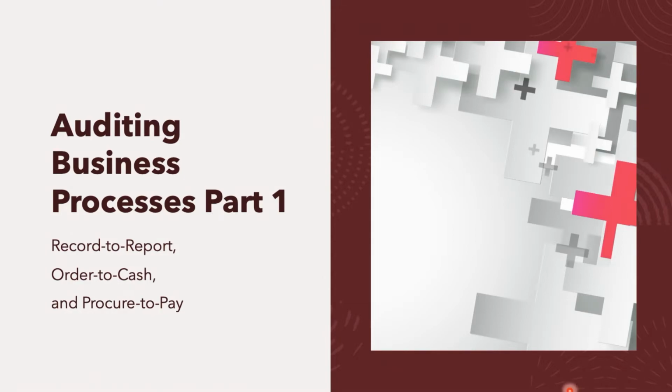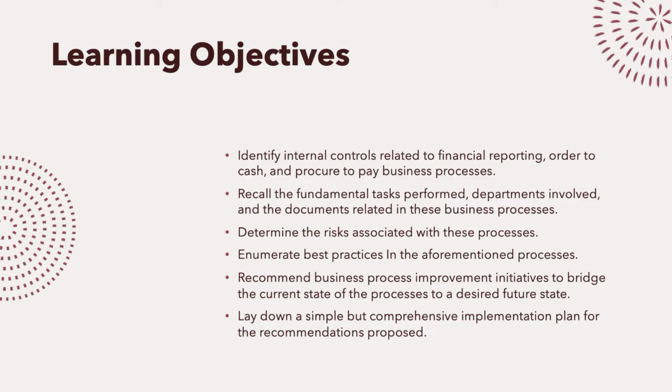Okay. So, for the auditing of the business processes, we're pertaining to, again, O2C, P2P, and R2R, or record to report. So, what are the learning objectives that you'll be learning from here, no? First is to identify the internal controls related to financial reporting, order to cash, and procure to pay business processes. So, this is based from the book. However, I made some revisions, no?